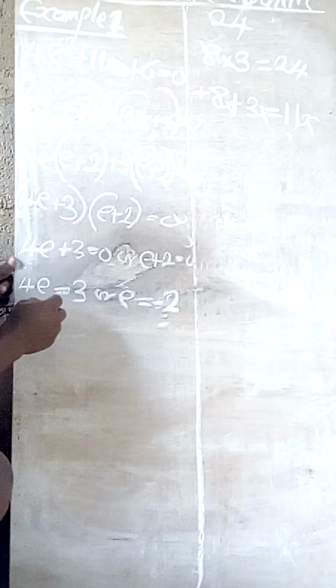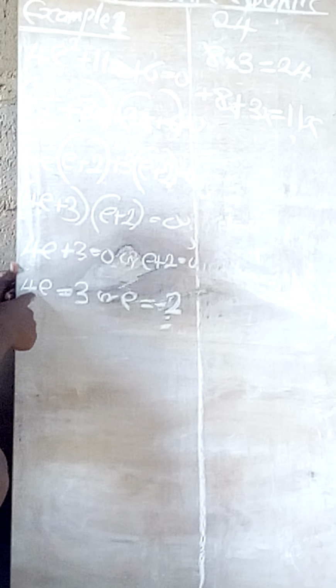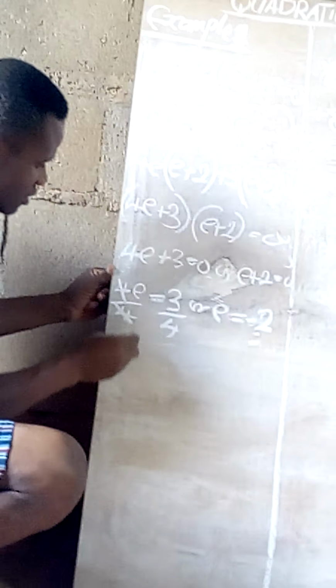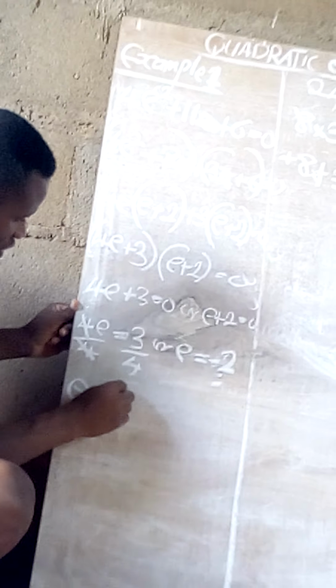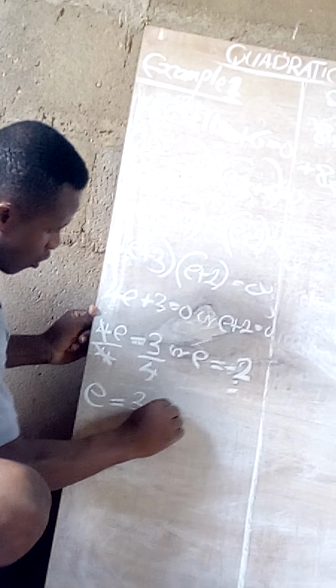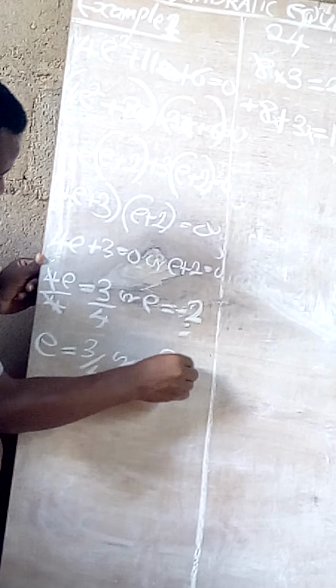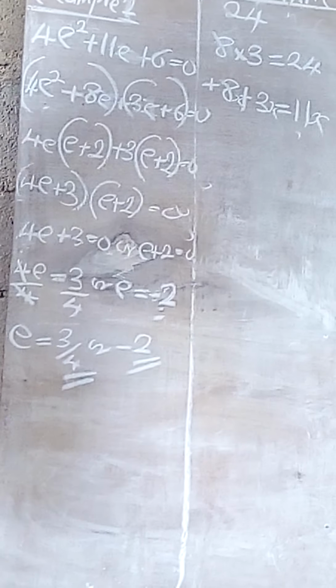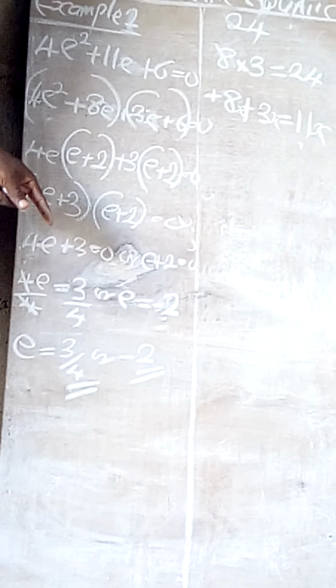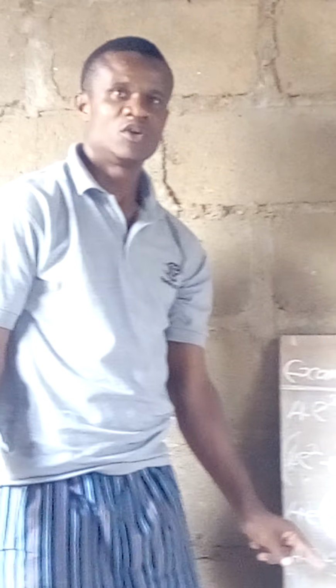Let's continue now. See that x must stay alone. x must stay alone, right? So divide by 4, right? 4 cancels 4. Therefore, x equals minus 3 over 4 or minus 2. Do you understand this? Do you really get this?